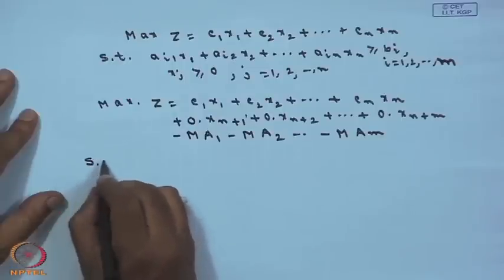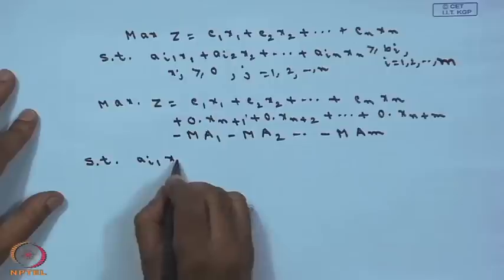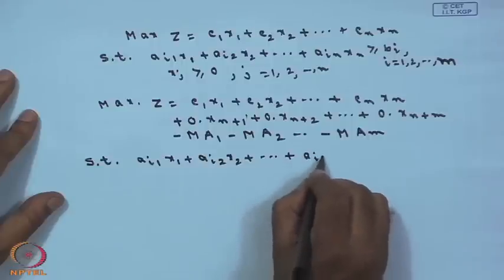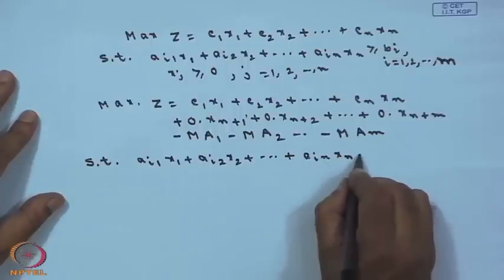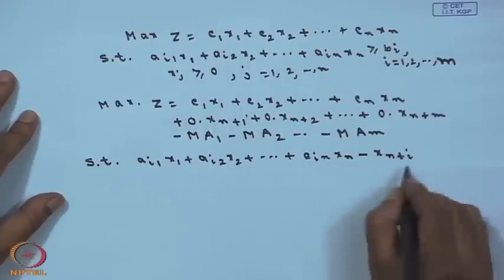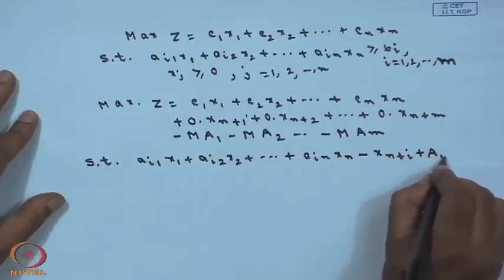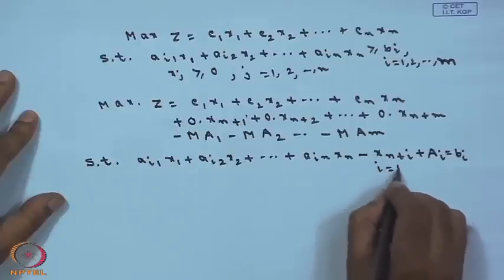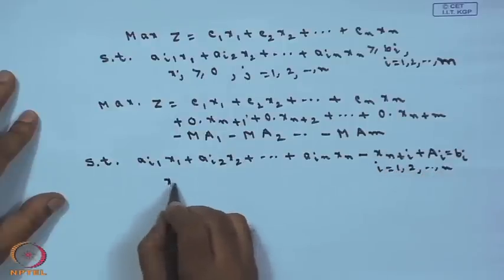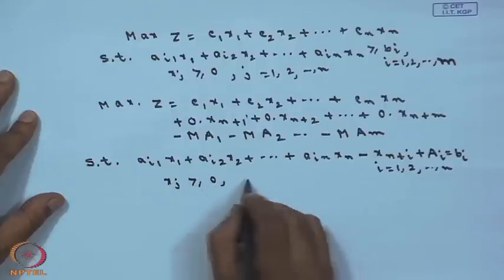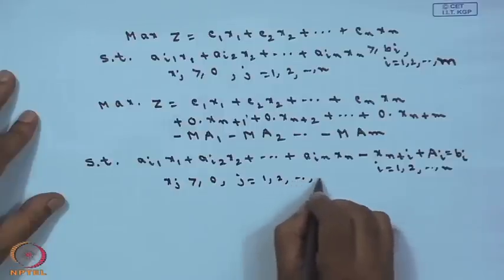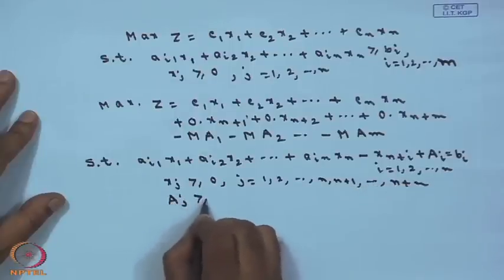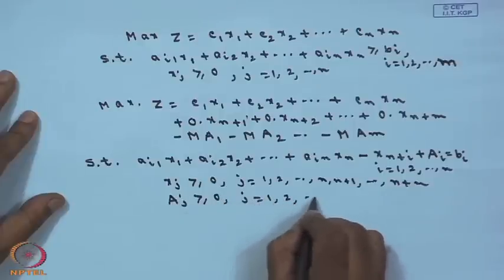And what will be the constraint then? The constraint will be: subject to ai1 x1 plus ai2 x2, like this way, plus ain xn, minus the surplus variable and then add the artificial variable, equals bi, where i is 1 to m. Your xj greater than or equal to 0, where j varies from 1 to n plus 1, like this way, n plus m. Your aj also greater than or equal to 0, j equals 1 to m.